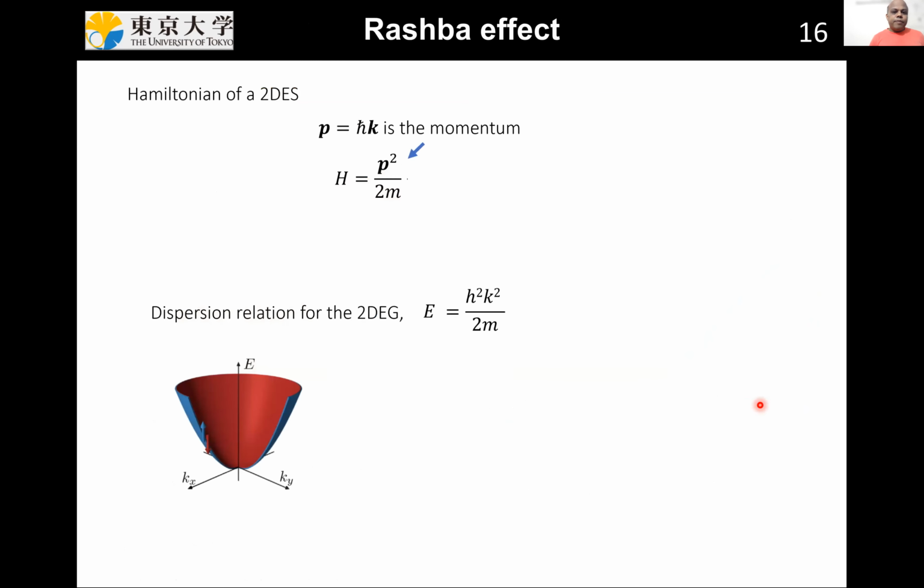So there is also another effect in which you can detect some produced spin charge current to spin current, and we call it the Rashba effect. So suppose you have a two-dimensional electron gas, the Hamiltonian will be some very simple p squared by 2m, and the dispersion will be a parabolic dispersion. These are spin degenerate dispersions.